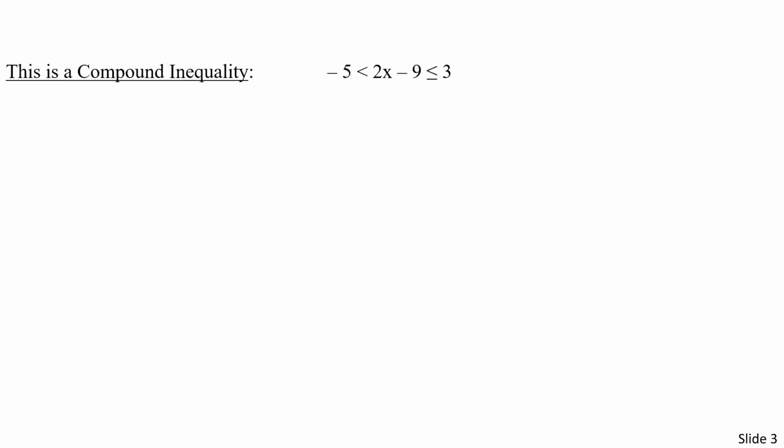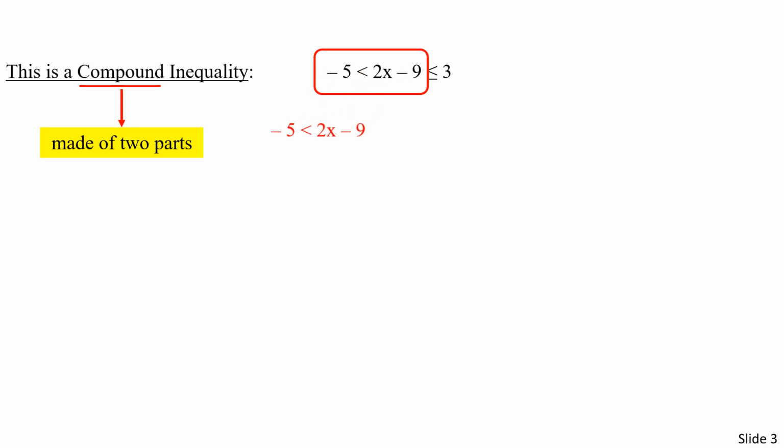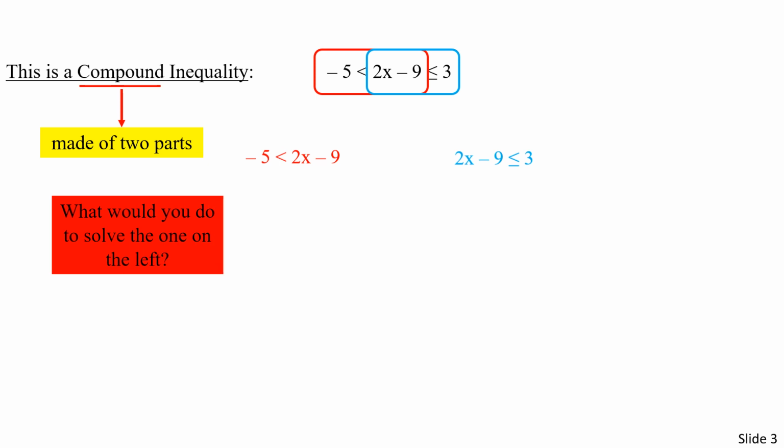So this is a compound inequality. It says -5 is less than 2x minus 9, which is less than or equal to 3. Because it's compound, it means it has two parts. If we look at the part on the left, which says -5 is less than 2x minus 9, that's one part. The other part would be the right side: 2x minus 9 is less than or equal to 3.